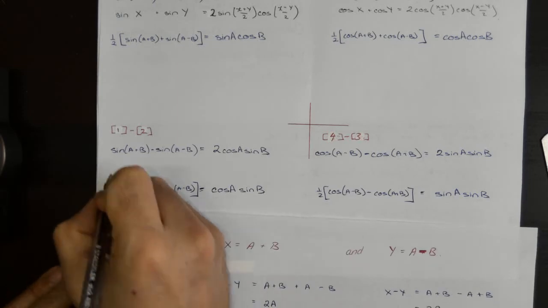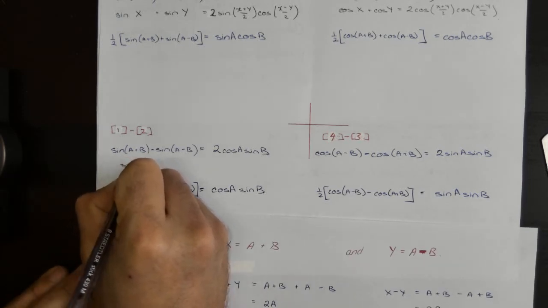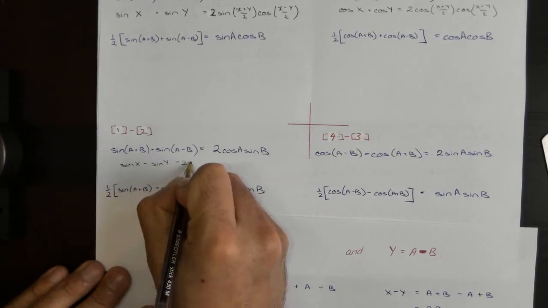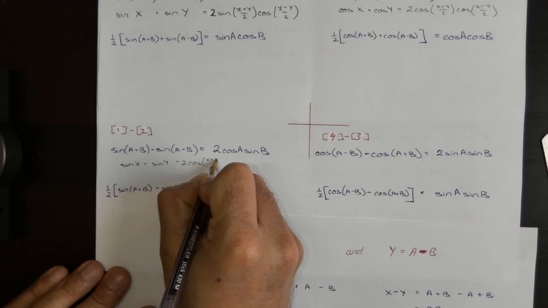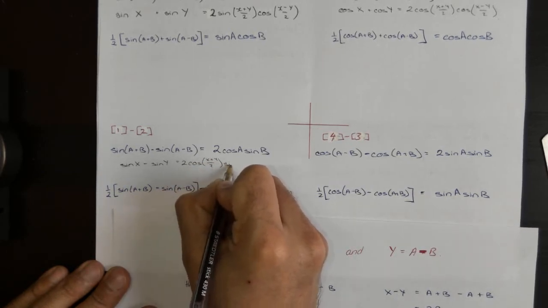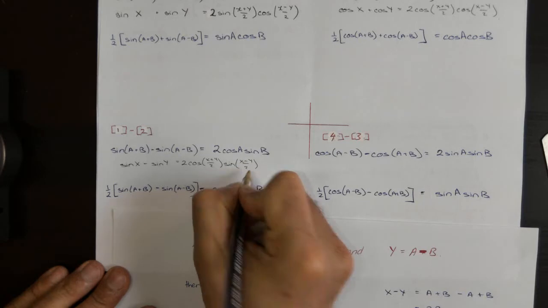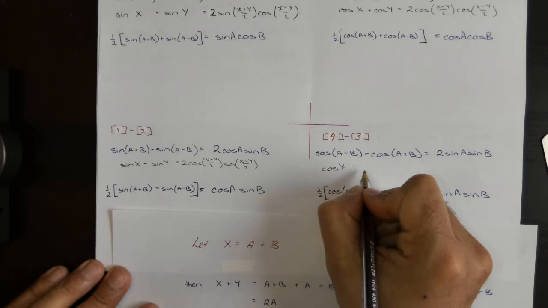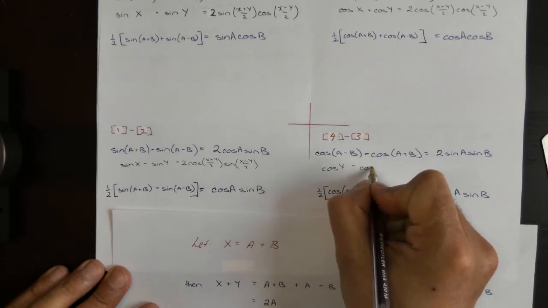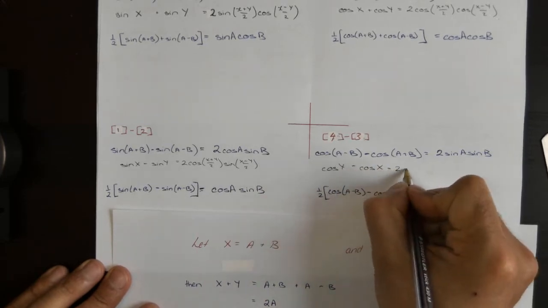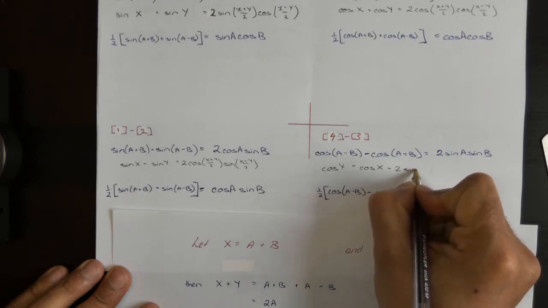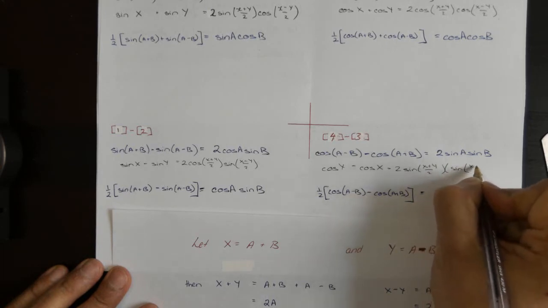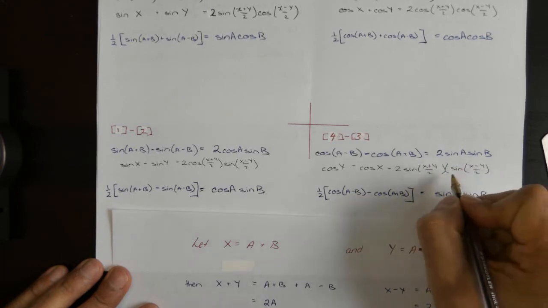Same thing here. We've got sine x minus sine y. That's the same as 2 cos of (x plus y) over 2, sine of (x minus y) over 2. So this is cos of y minus cos of x, 2 sine of (x plus y) over 2, sine of (x minus y) over 2.